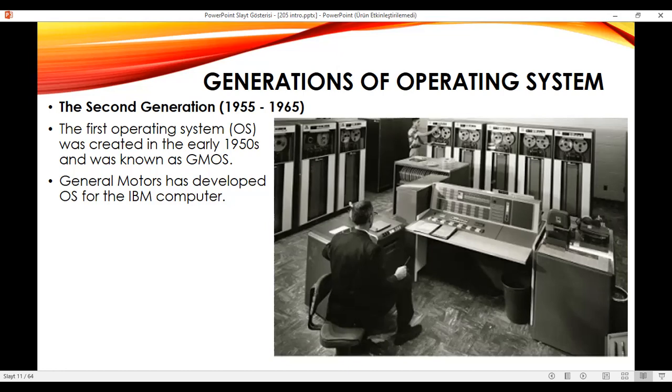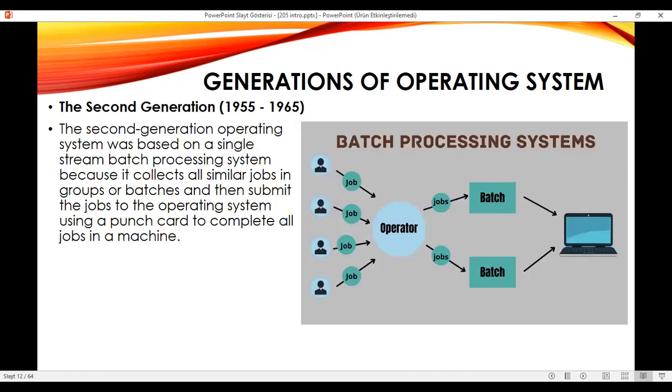Then in the second generation, from 1955 to 1965, the first operating system was created. Its name is GMOS, General Motors Operating System, and it was developed by General Motors for IBM. This operating system was making batch processing systems.